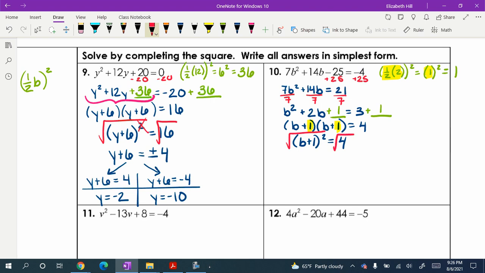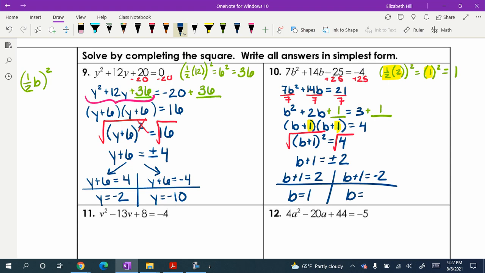Now, I'm going to take the square root of both sides. So b plus 1 will equal plus or minus 2. So b plus 1 can equal positive 2. b plus 1 can equal negative 2. Do a little work here. b equals, subtract 1, so b equals 1. Subtract 1, and b is equal to negative 3. Now, those are our two answers.